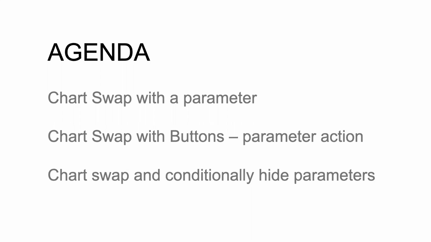Then for the last part, I will show you how to hide your parameter or filters when they don't have to be in the view. So we will create a dashboard that allows you to both swap sheets and to conditionally hide and show your parameter depending on which sheet is in display.